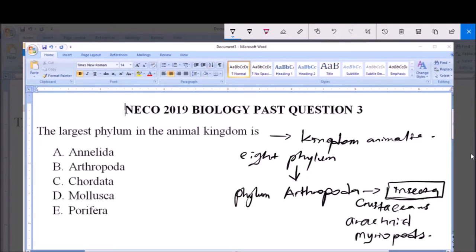Them falling under the phylum Arthropoda, together with the crustaceans, the arachnids, which are the spiders, and the myriapods, which comprise the centipede and the millipede, has made the phylum Arthropoda the largest phylum in the animal kingdom. And that is why option B is correct, because option B says Arthropoda. It is larger than any other phylum. It is even larger than the phylum Chordata, which is made up of vertebrate animals, that is animals with backbone.